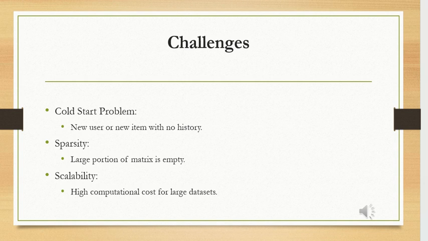Sparsity: most users interact with only a small fraction of items, which leads to a very sparse user-item matrix with lots of missing values. Scalability: for large datasets with millions of users and items, computation becomes intensive and requires optimization techniques or distributed computing.